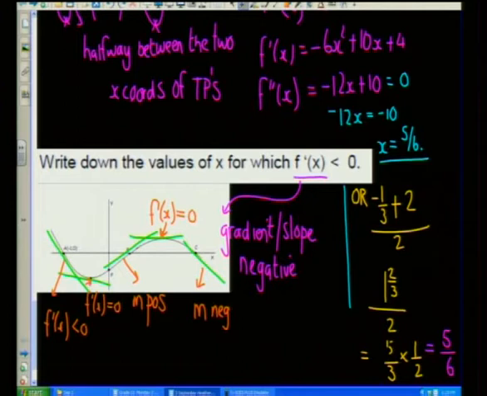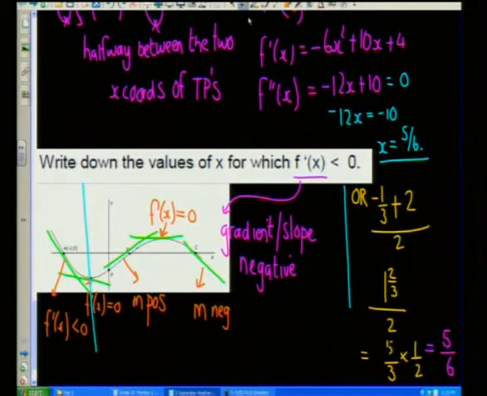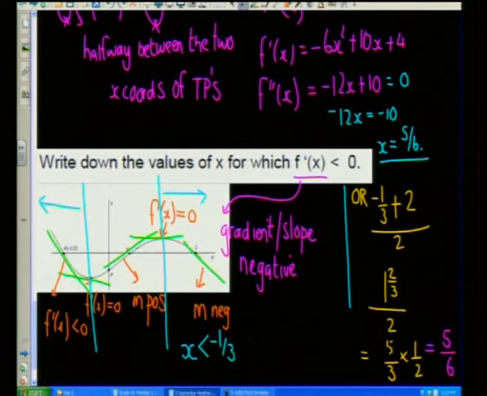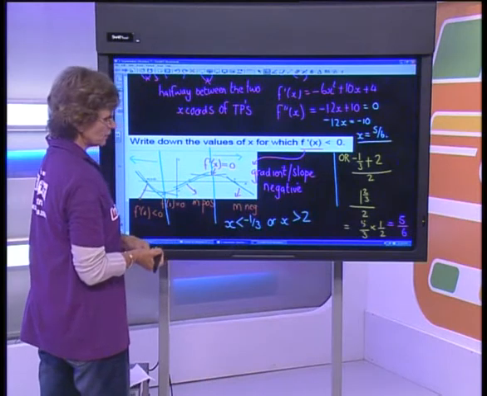So they want us, when is the gradient negative? And so you can see that that's very, very simply going to be answered. To the left of the turning point's x value, and to the right of the turning point's x value, we've got gradients that are negative. And so clearly, I'm going to explain this as x being less than -1/3 or x being more than 2. And obviously, if you'd have got these values wrong, they would then continue accuracy mark in this particular question.